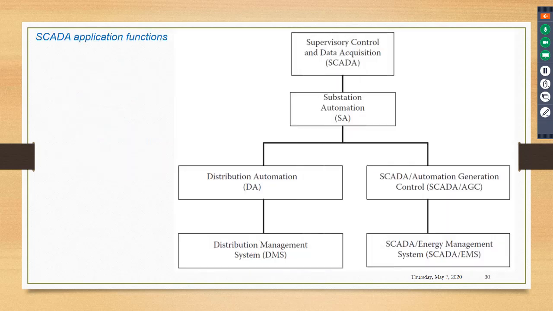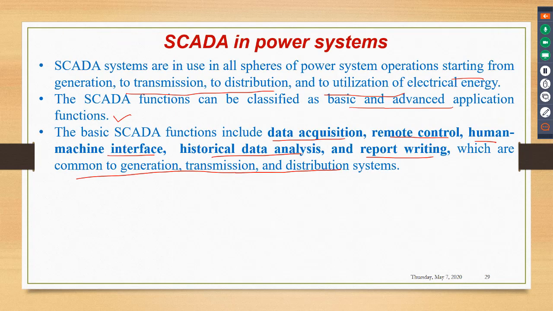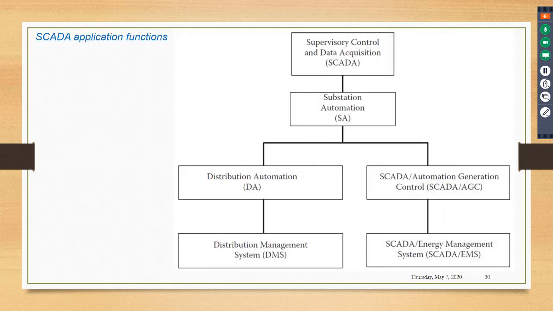If we see the application functions, the SCADA application function is substation automation, which has two limbs. One is SCADA automation for generation control, then the distribution automation. And if we go to the more advanced function, it is the energy management function or energy management system. Here also on the left side we have the distribution management system.